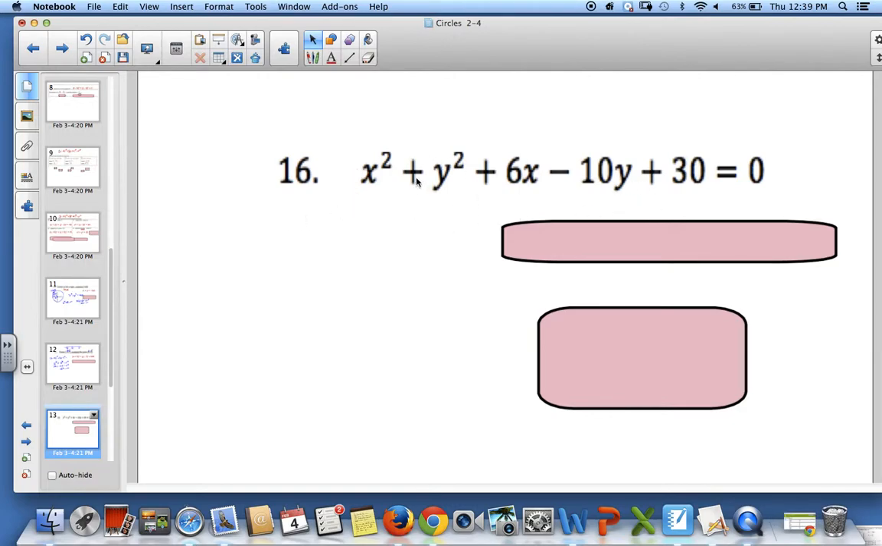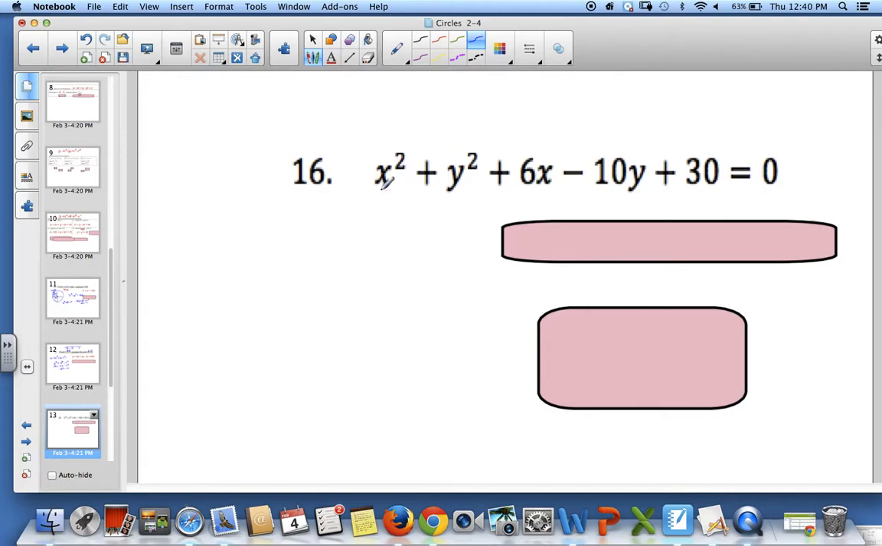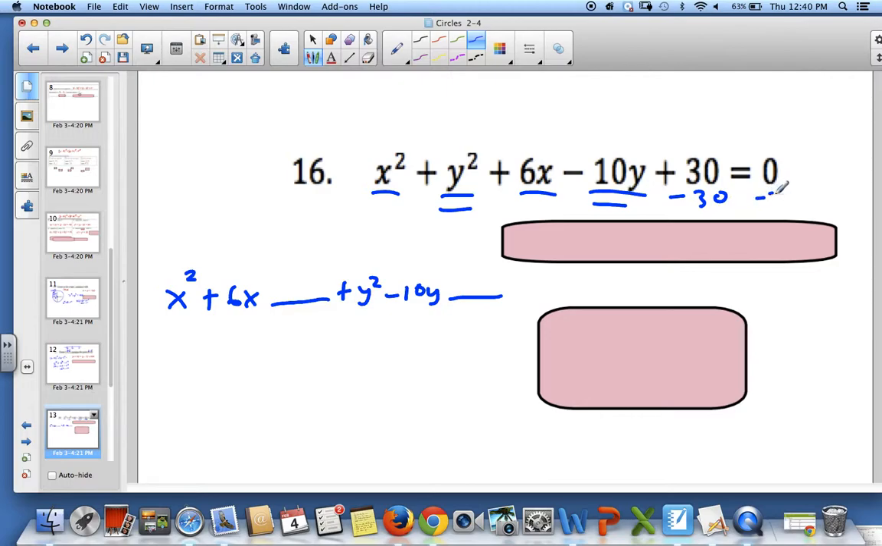We're going to go back to our old methods of completing the square. To do that, I'm going to put the x's together. So there's an x and there's an x. So I'm going to put x squared plus 6x, and leave a space because I'm going to complete the square for that somewhere. And now the y's are these guys, plus y squared minus 10y, and leave a space there. And the 30, I'm going to subtract 30 from both sides to get rid of it. So equals negative 30, and then something over here.